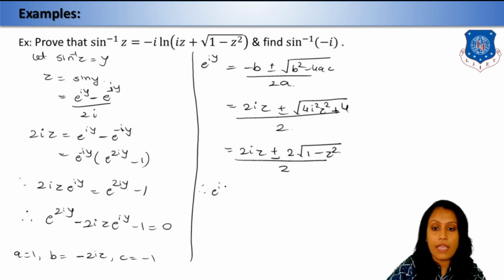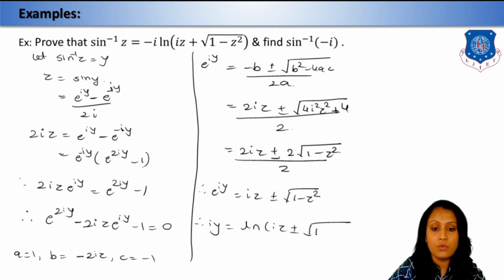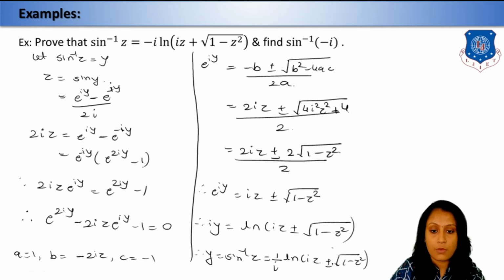Therefore e raised to iy is what? iz plus or minus under root 1 minus z square. Therefore iy is ln of iz plus or minus under root 1 minus z square. So from this, y is equal to what? Sine inverse z. Now bring this i to the denominator, so we have 1 upon i ln of iz plus or minus under root 1 minus z square.